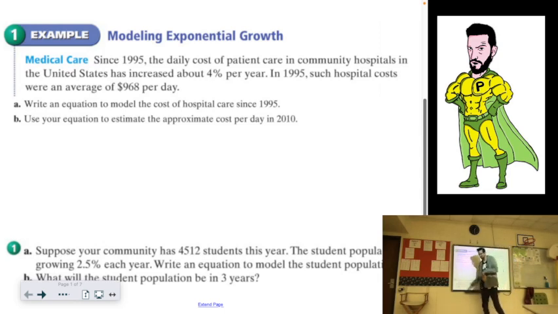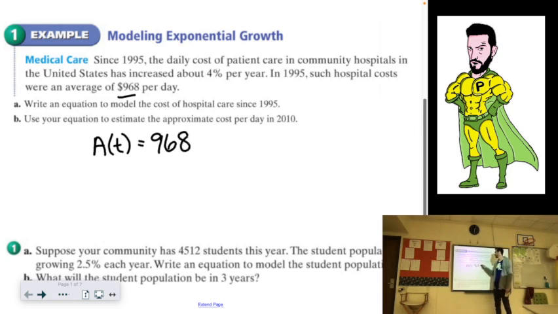So you can do y equals, we're going to write it as a function. So we're going to say the amount after t years, A of t. Again, if you want to make it y equals, that's fine. So the starting amount, the starting cost in 1995 was $968. And we're going to multiply that by, remember, this number here with the exponent is going to be like 100% plus or minus something.